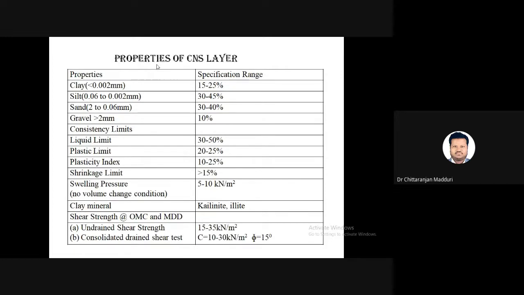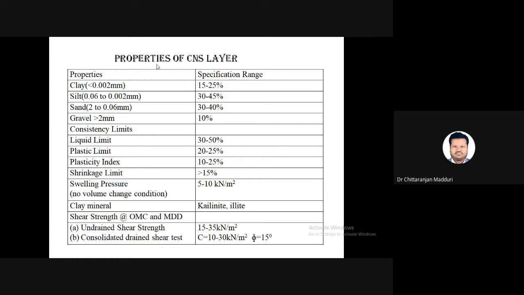So the properties of the CNS layer are: clay, that means size less than 0.002 mm, 15 to 25%. Silt, 30 to 45%. Sand, 30 to 40%. Gravel, greater than 2 mm, 10%.